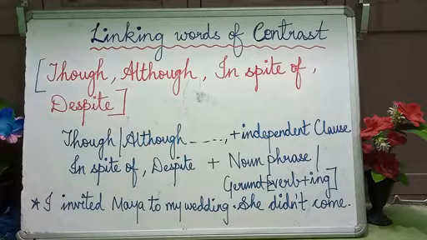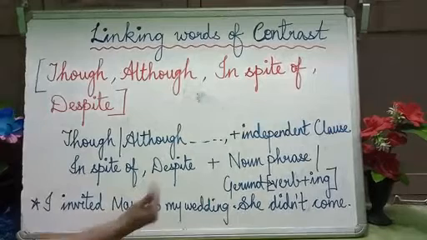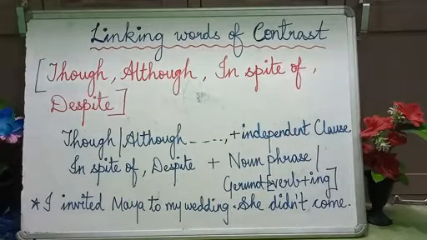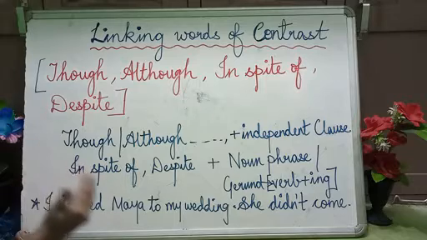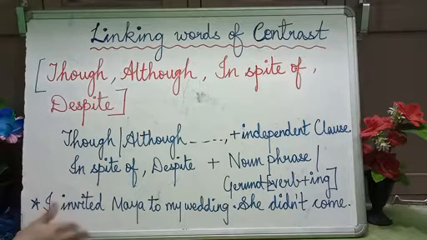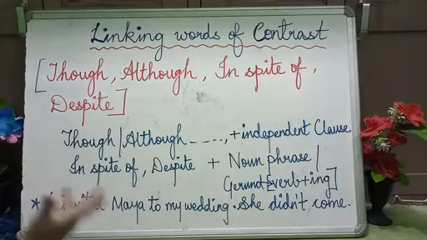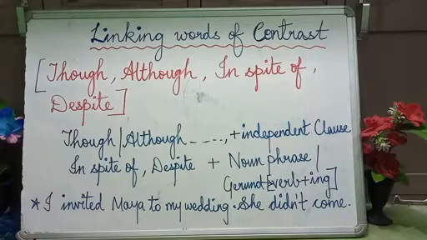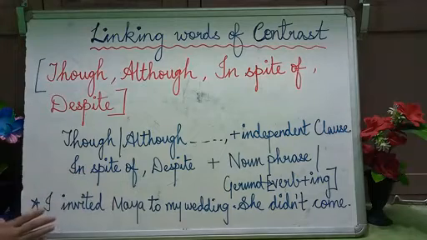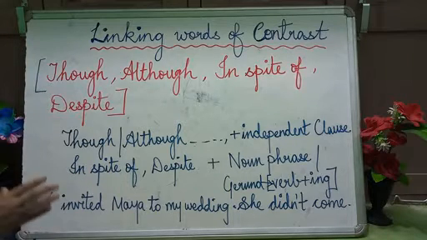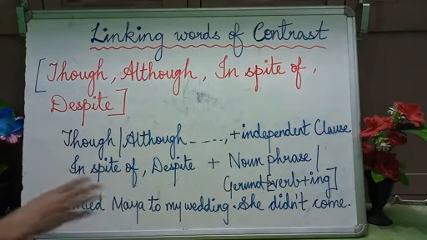So what did she do there? She did not come. So this sentence is just opposite to that sentence, is it not? So my expectation was that she would come. So I invited her, but here what happens? She did not come. She did just the opposite. So these two sentences are expressing contrast. Okay, contrast, two opposite ideas you can see here.